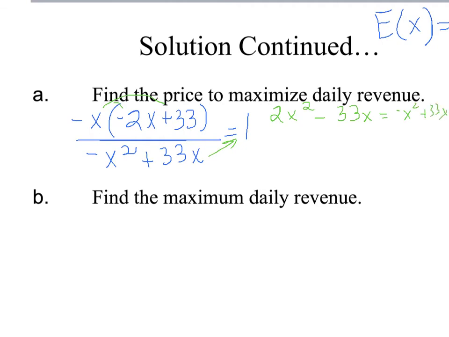And I know that I could certainly solve this using Excel. I'm going to work this algebraically for the purposes of this demonstration. So bringing everything over, it looks like I'm going to have 3x squared minus 66x is equal to 0. As I continue here, it looks like I could factor out a 3x.